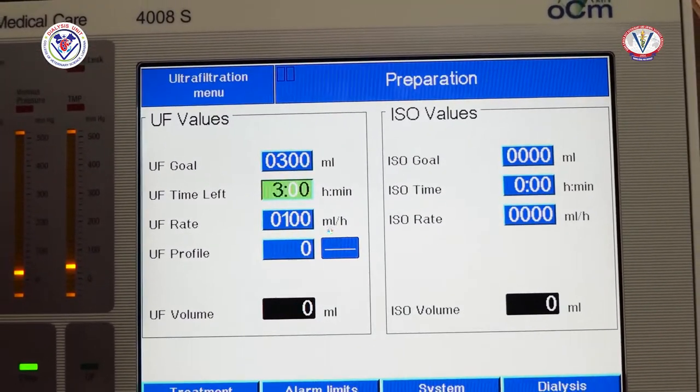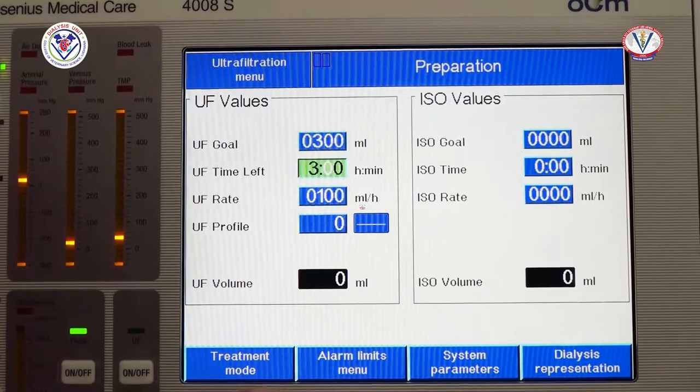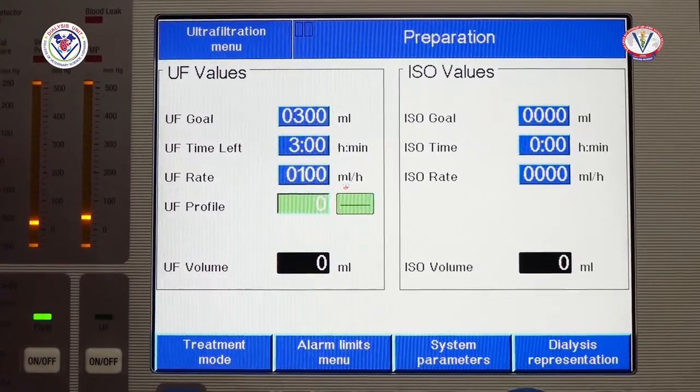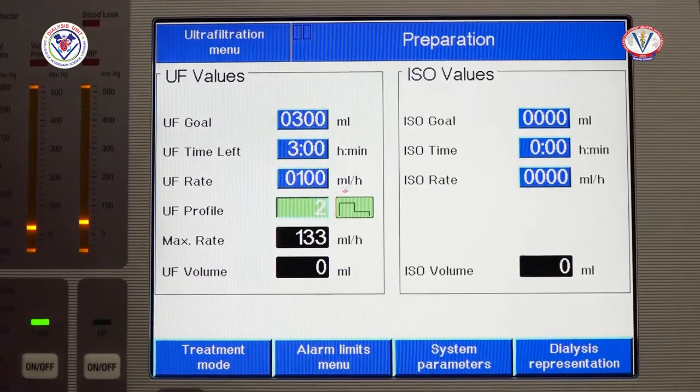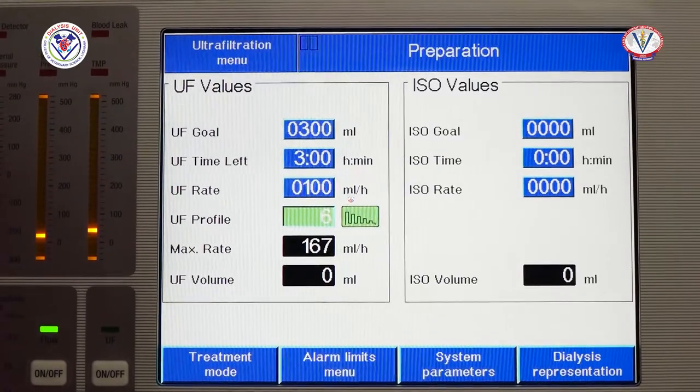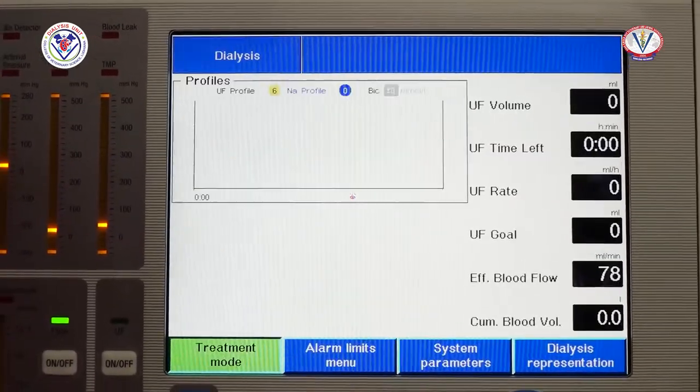Ultrafiltration time is the time for which the dialysis session is intended, and based on the ultrafiltration goal and ultrafiltration time, the ultrafiltration rate is automatically calculated by the machine. After this, confirm the changes.